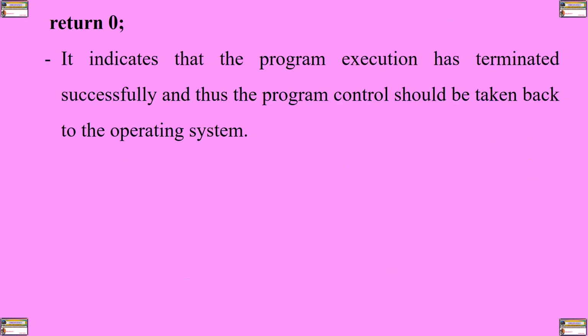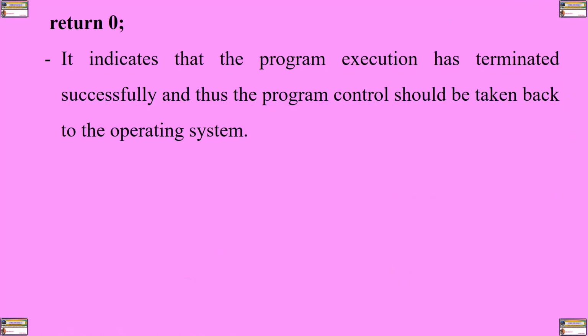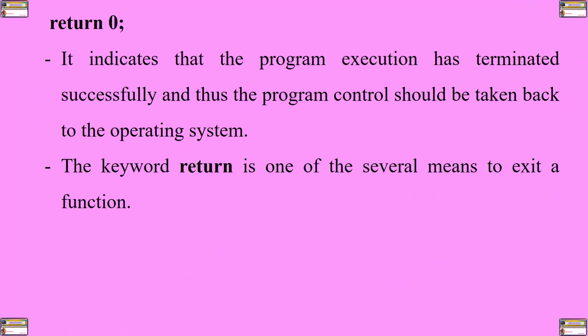Now, this statement indicates that the program execution has terminated successfully, and thus the program control should be taken back to the operating system. In other words, if the compiler is able to go through all the other statements accurately, that's the time when it will be able to reach this statement, which is normally found towards the end of the program. It simply tells the compiler that the program execution has terminated successfully, and therefore the program control can be taken back to the operating system.